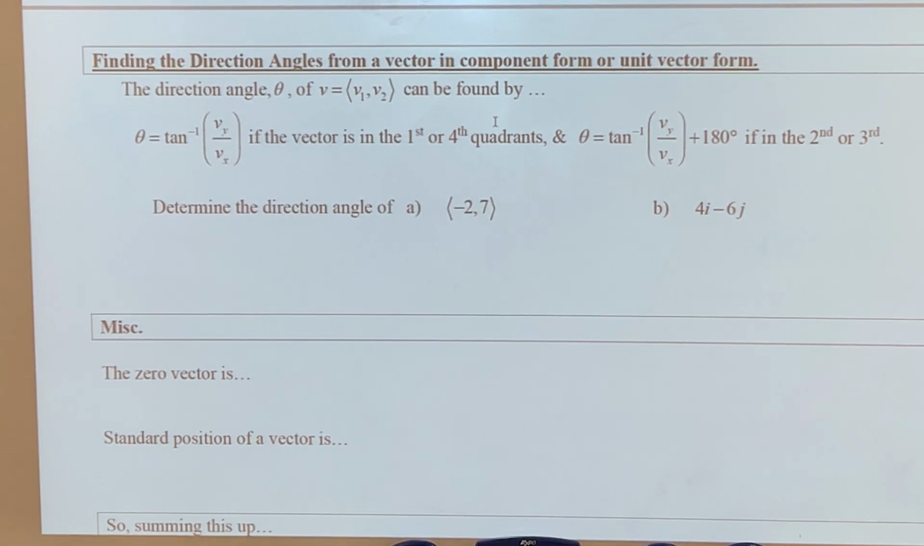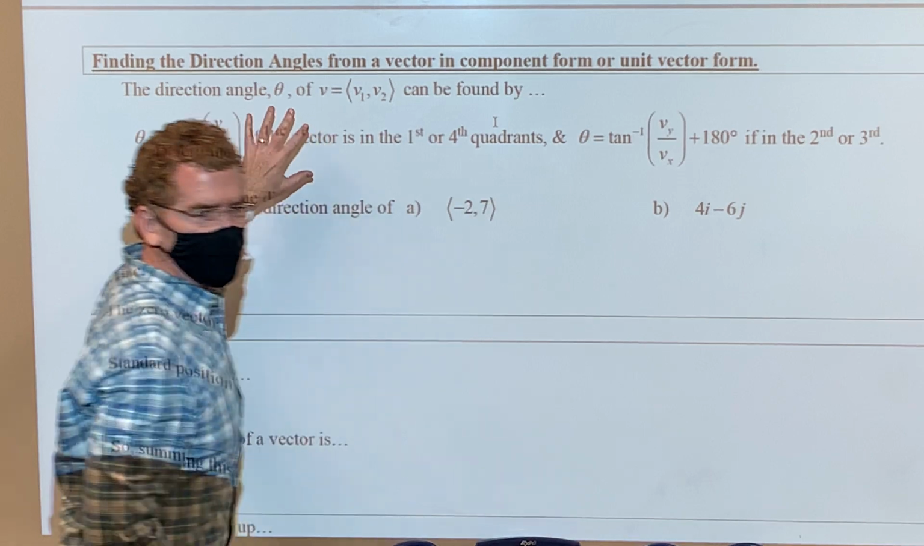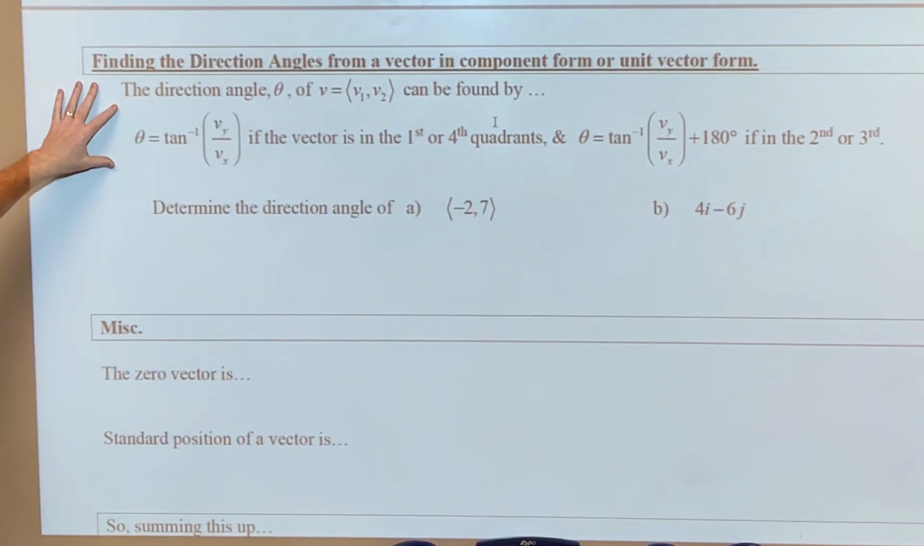All right, so we didn't get to direction angle. Anybody figure that out on their own? Yes? Skipped it? Okay. It's okay if you skipped it, no worries. We need to know it though, so tack it on.